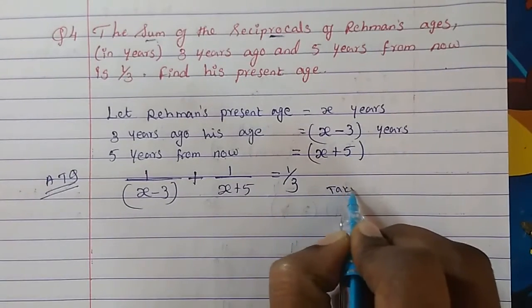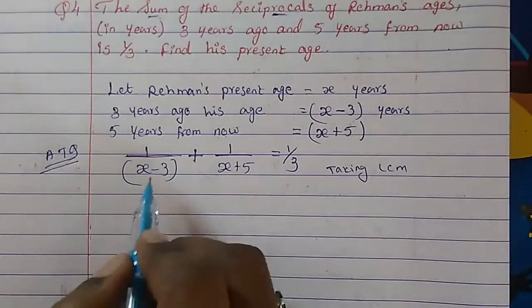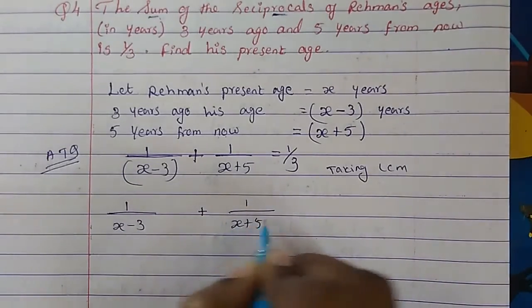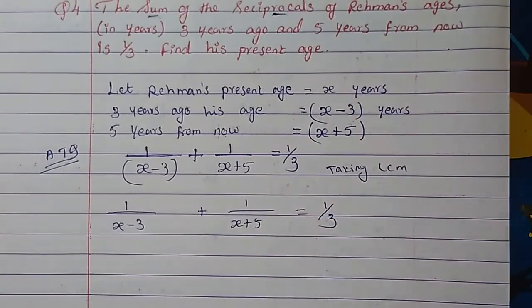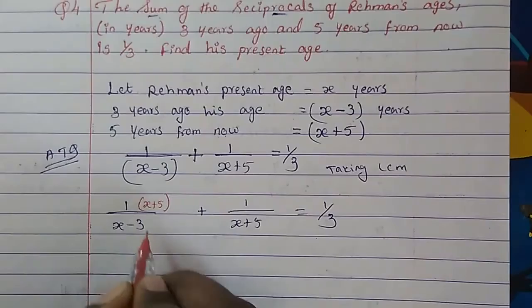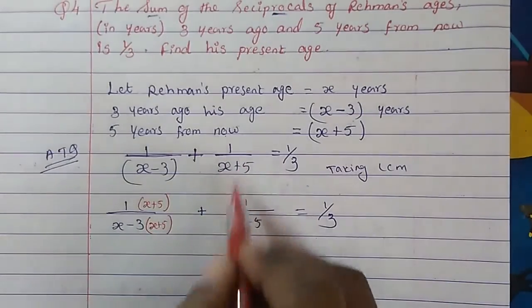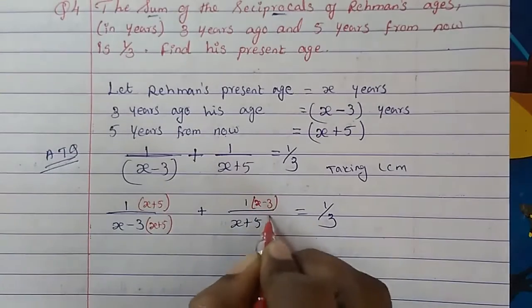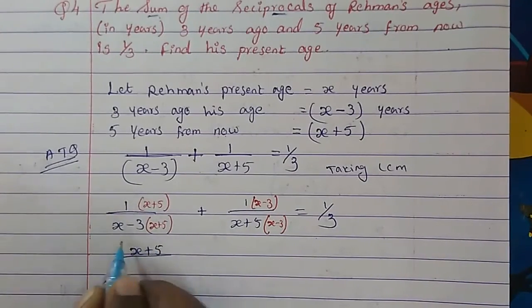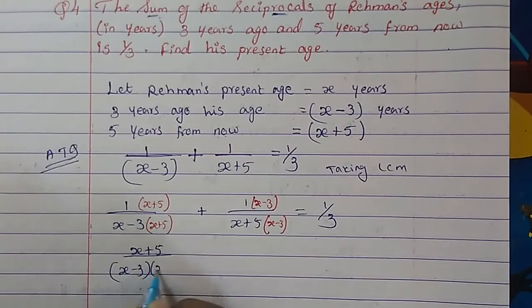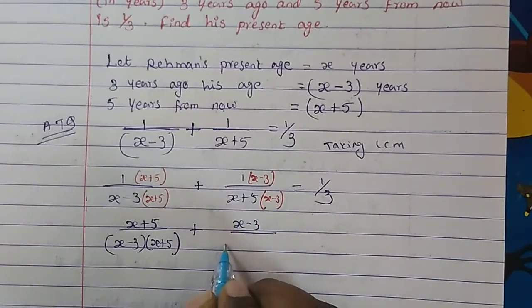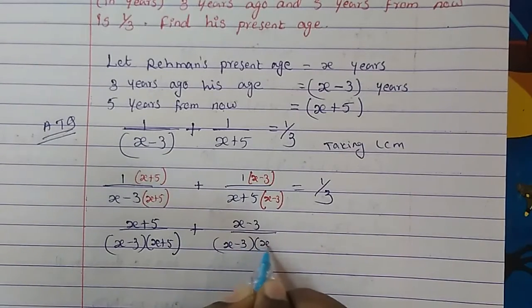So taking the LCM, we write this down as it is. How do we do the LCM? With this we multiply both sides: x plus 5 on top and at the bottom also x plus 5. In the same way, this we multiply with x minus 3, and here also x minus 3. Now when you solve it, you will get x plus 5 here, x minus 3 here, and the same x minus 3 and x plus 5 in the denominator.